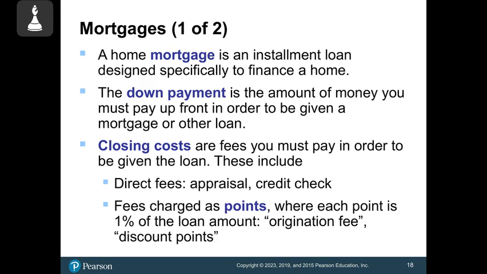Now, there are also things like closing costs, which are fees that you have to pay to get the loan. So those sometimes get added into the loan as well. They can be appraisals, they can be fees to the bank, credit checks, depending on your credit. They can give you points or make your percentage rate a little bit higher just because you may be a little bit riskier of a person to give a loan to. So those are all things to consider when you're taking out a mortgage.